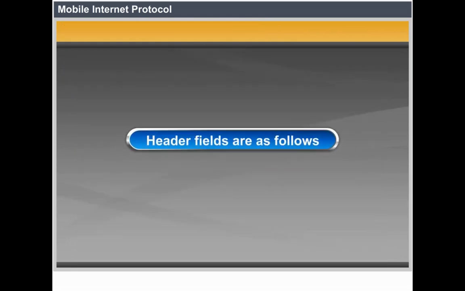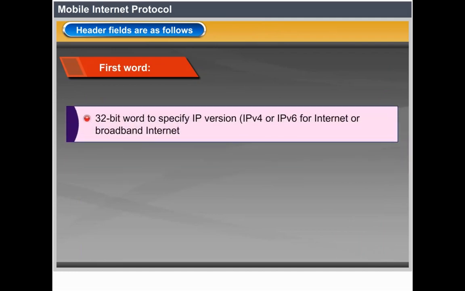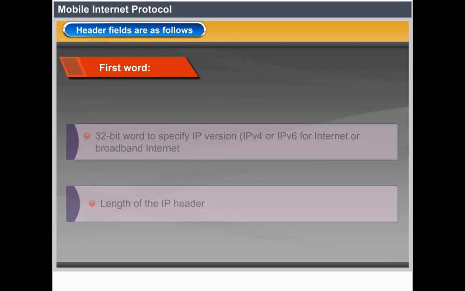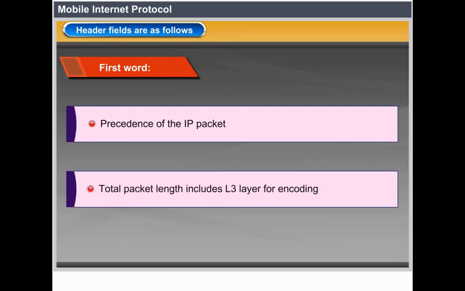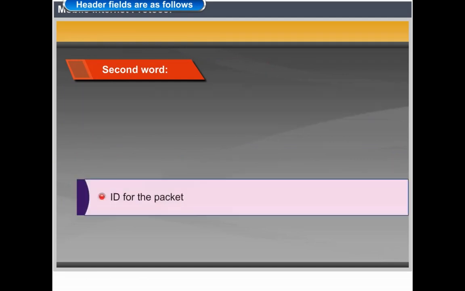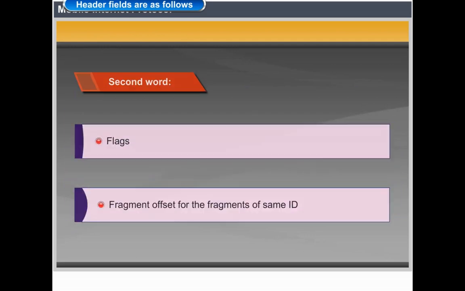Header fields are as follows. First word: a 32-bit word to specify the IP version, IPv4 or IPv6 for Internet or broadband Internet. Length of the IP header. Precedence of the IP packet. Total packet length including L3 layer for encoding. Second word: a 32-bit word. ID for the packet. Flags. Fragment offset for the fragments of the same ID.